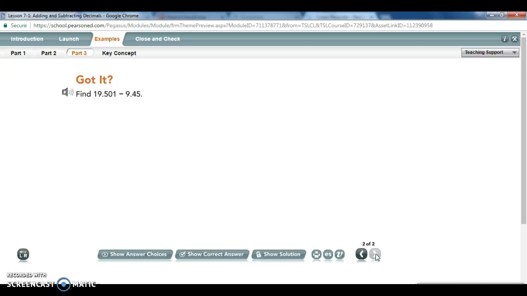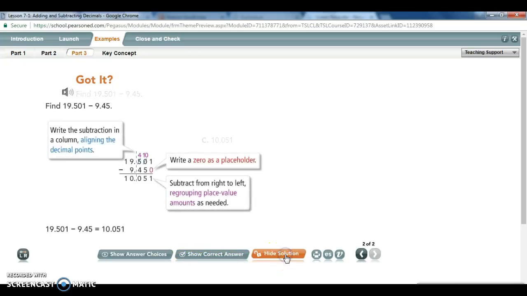And our last got it problem for this lesson, our answer choices. Our correct answer is C. And if you would like to pause the video and see how we got C, here's the solution.